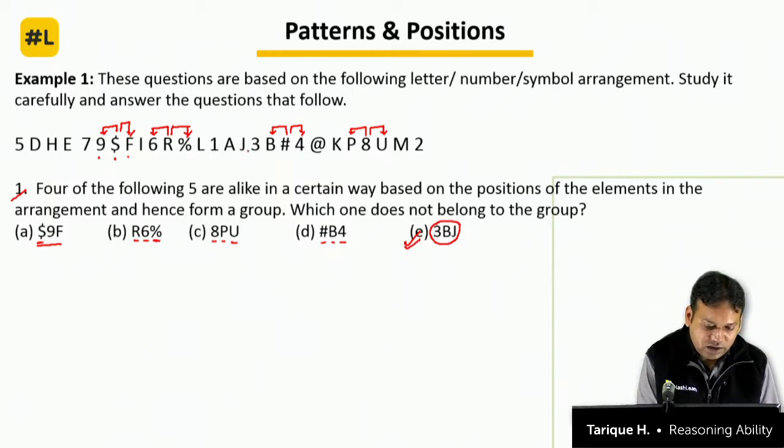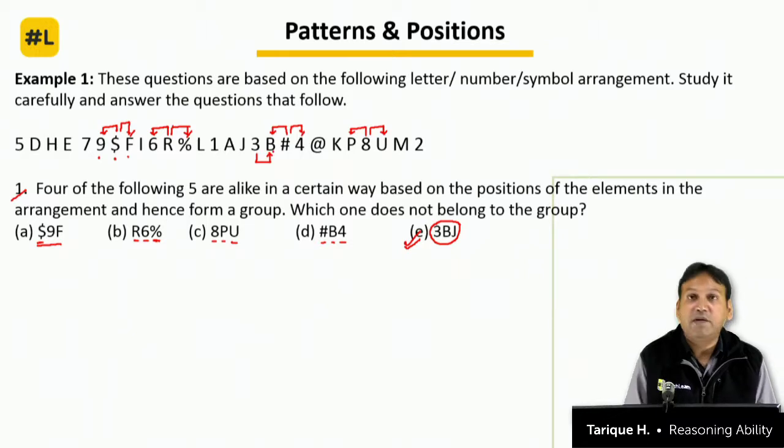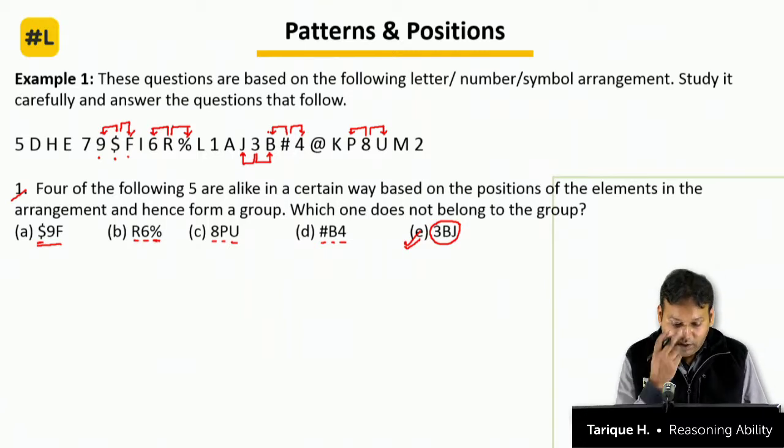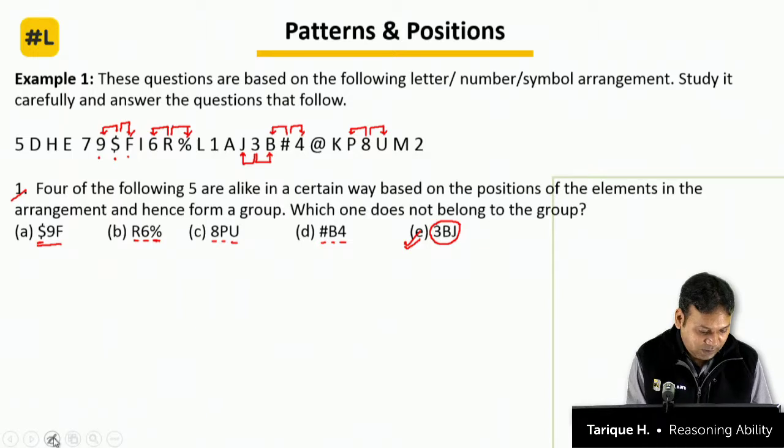If you see here, in 3BJ we are going forward first. From 3 when we go forward we get B, and then when we go back we get J. So that's the odd sequence here. That is why the one which does not belong to the group, the answer becomes E.